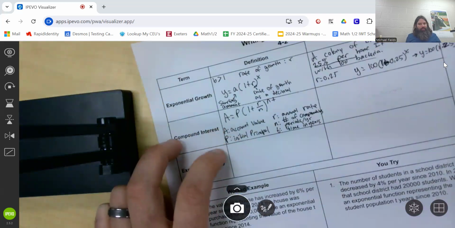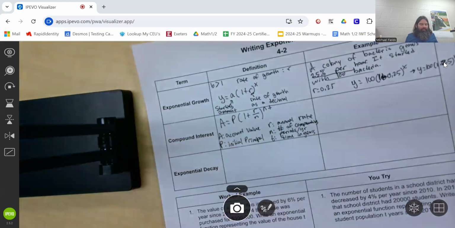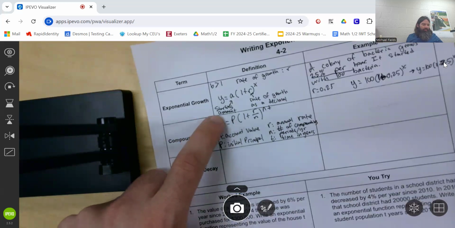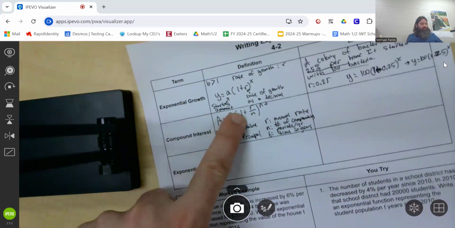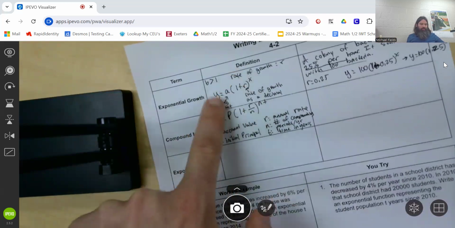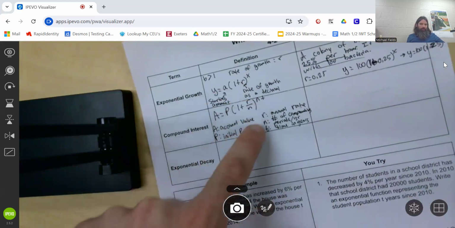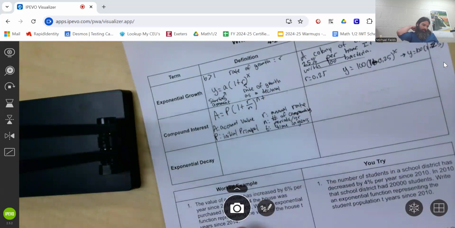All right. So a lot of different values, but they still mean the same thing that we already know. The only thing that's different is now we're dividing our annual rate by a number of compounding periods, and then multiplying that number of compounding periods times the number of years. A is still going to be your Y value, P is still going to be your initial value. We're doing the 1 plus R like we did with exponential growth, but now it's 1 plus R over N, and then it's raised to the NT power.